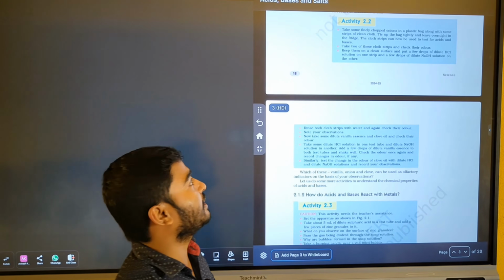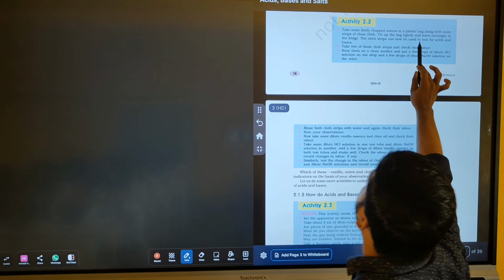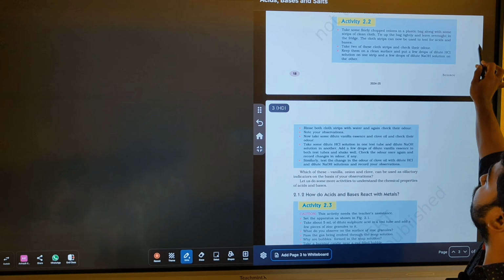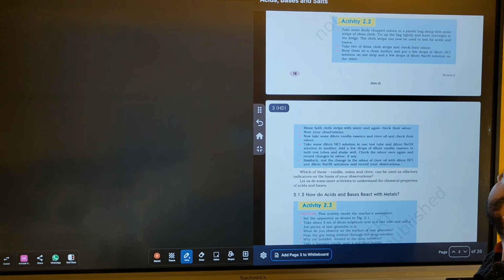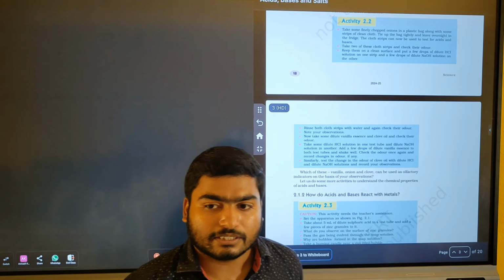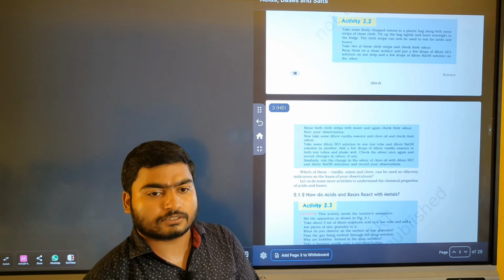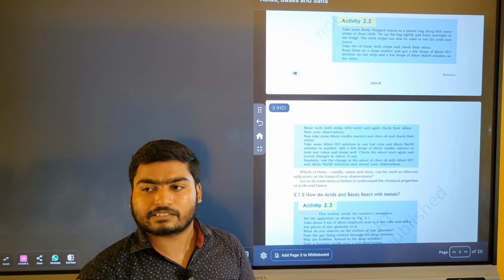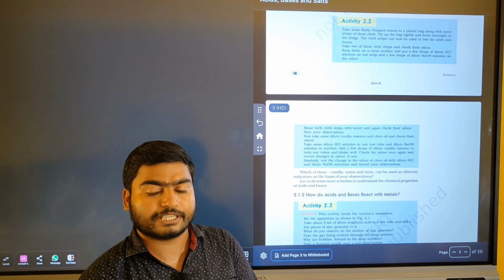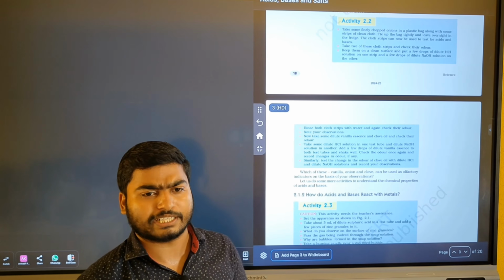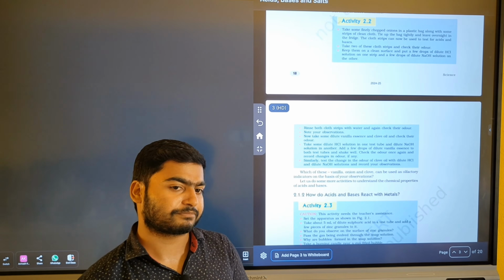So first, let us read what they are telling you. Take some finely chopped onions in a plastic bag along with some strips of clean cloth. Tie up the bag tightly and leave overnight in the fridge. The cloth strips can now be used to test for acids and bases. They are telling you to chop the onion finely, put it with some cloth strips in a plastic bag, and keep it in the fridge overnight, for almost 8 to 10 hours.